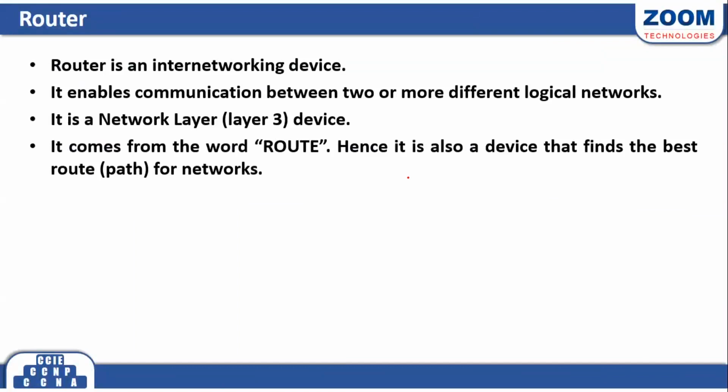So it comes from the word route. To reach a destination, if you have more than one path, it chooses the shortest path. We call it routing.